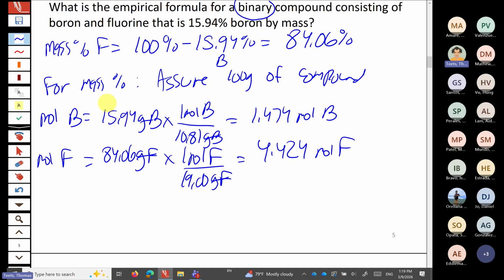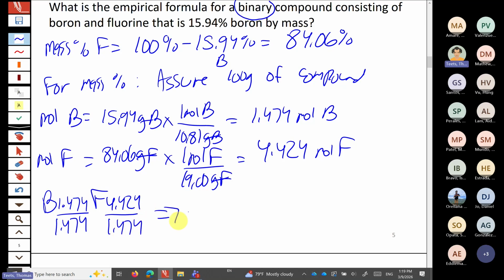All right, those are clearly not whole numbers, and they're way too far away for us to round at this point. So we're going to, again, take the step of dividing all of them. So we have B 1.474, F 4.424. We divide those by the smaller one, which is 1.474. And that gets us to BF3. So there's 3 times as many moles of fluorine as boron. The smallest ratio would be BF3.